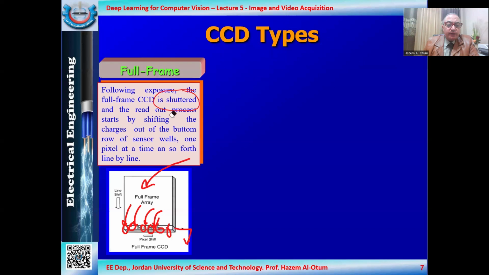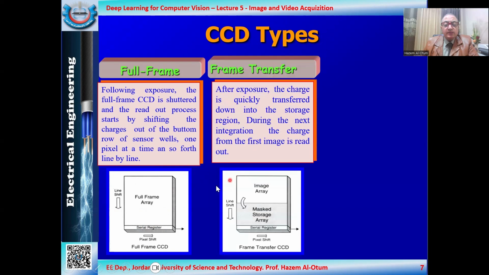So the idea here is that the read process may take a lot of time because it will read the whole image. Is there any other technique? Yes, this is the frame transfer. In this case, half of the chip will be covered, as you see here. The CCD chip part that is always exposed to light and shuttered is this part, while this part is not exposed to light, and it is called the masked storage array.